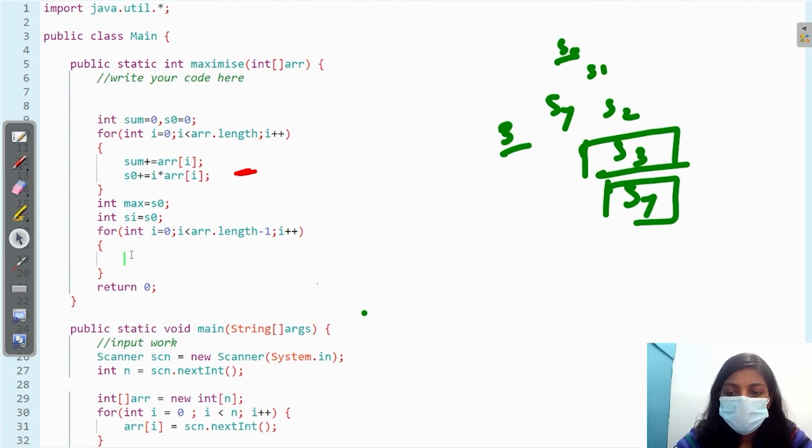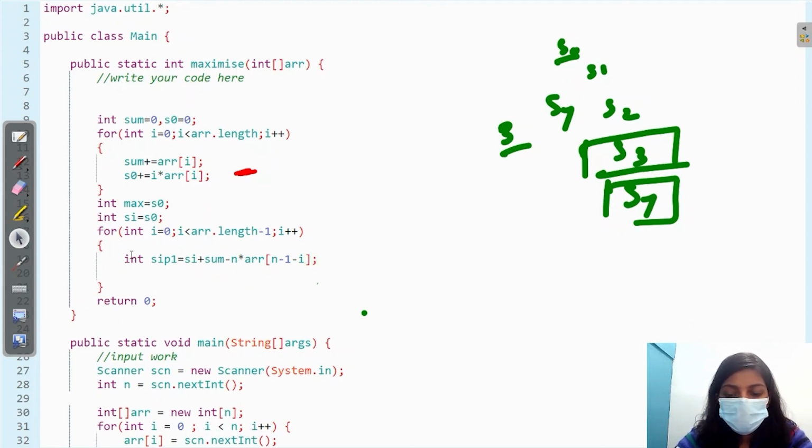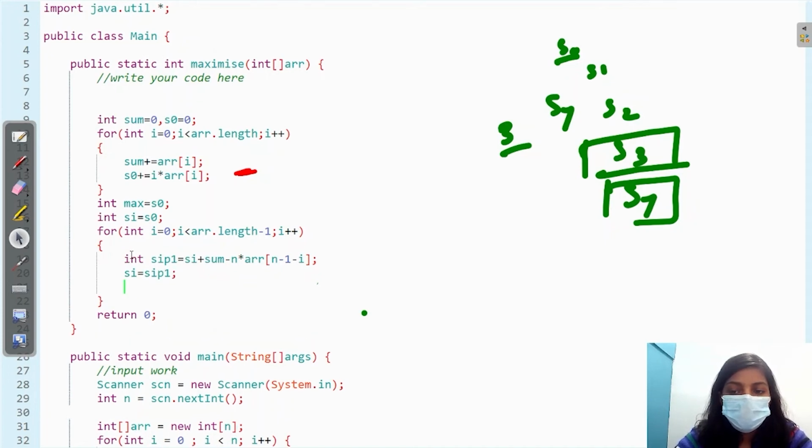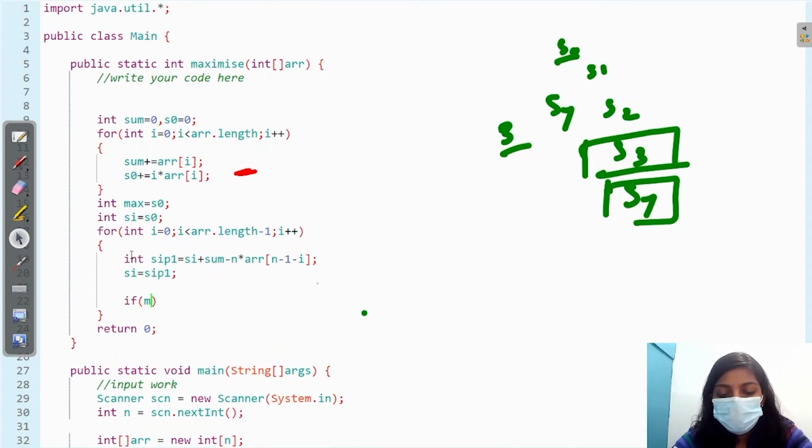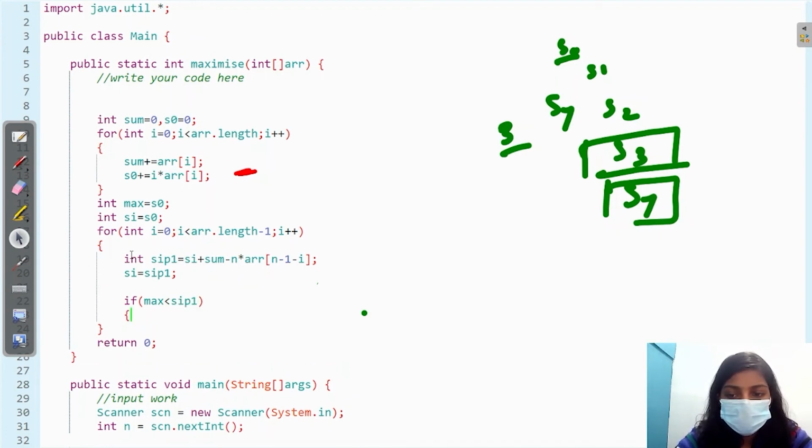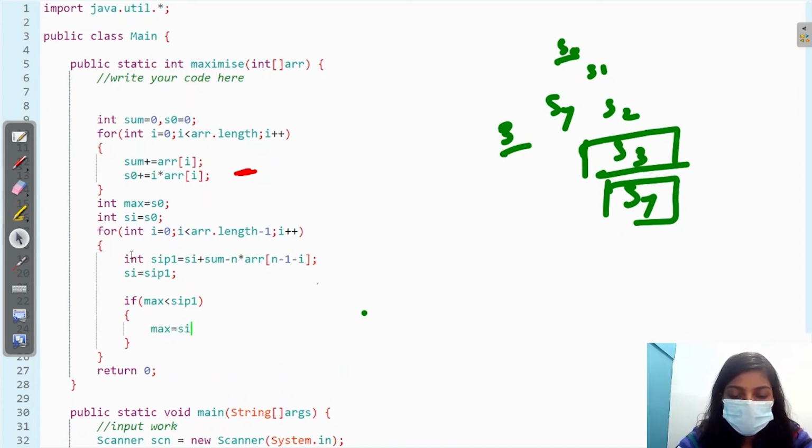Okay, so here Si plus 1 will be equal to Si plus sum minus n into arr of n minus 1 minus I. And now my Si will become equal to Si plus 1, right? My Si will be updated. Now if my max is less than Si plus 1, then update my max to Si plus 1. Max will be equal to Si plus 1. And we will return max.